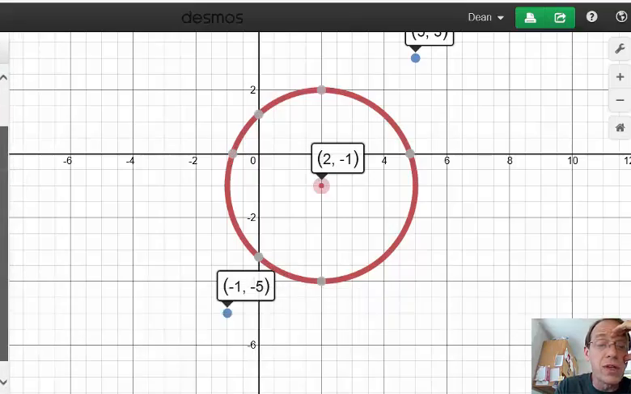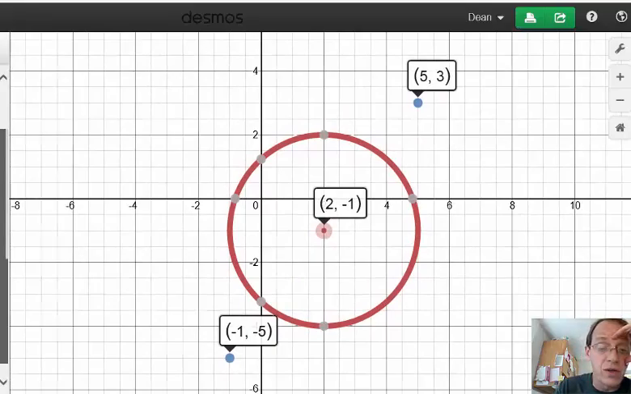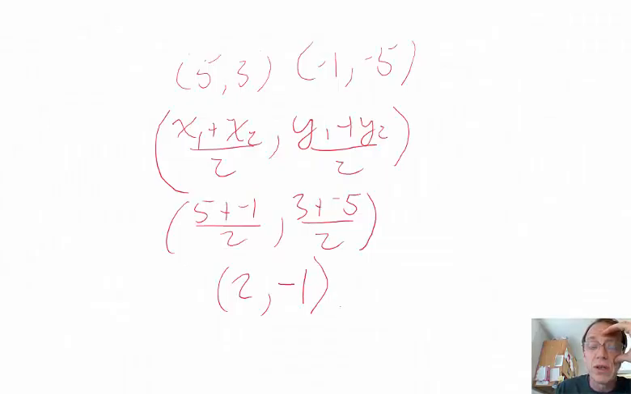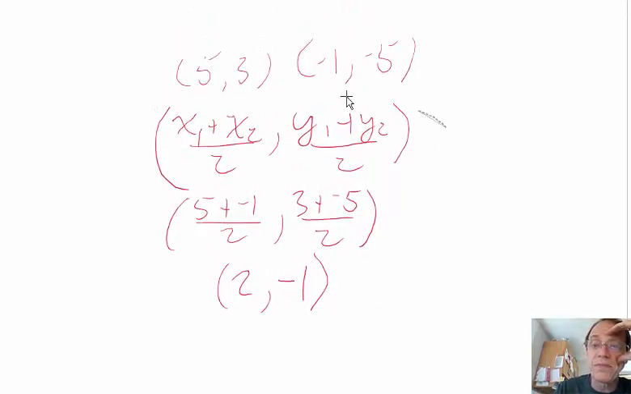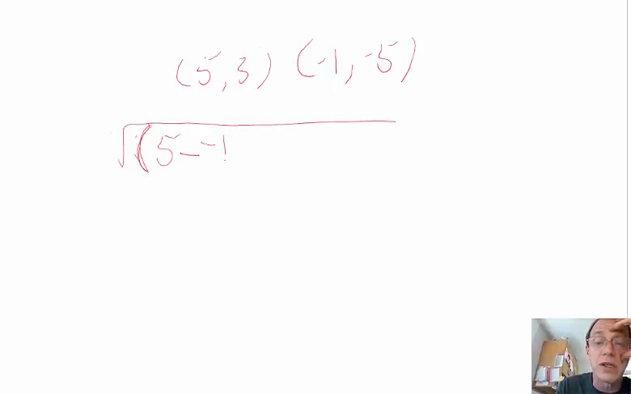And I'm not sure how to do that right now other than to say that we got to find the distance between (5, 3) and (-1, -5). So let's go back and do that little calculation. Go back to OneNote. And now we're using those same points, but we want to use the distance formula now. So the distance formula is going to take the square root of the difference in the x's, which is 5 minus negative 1, square that. Take the difference in the y's, which is 3 minus negative 5, and square that. And once we do that, we'll add them and take the square root.